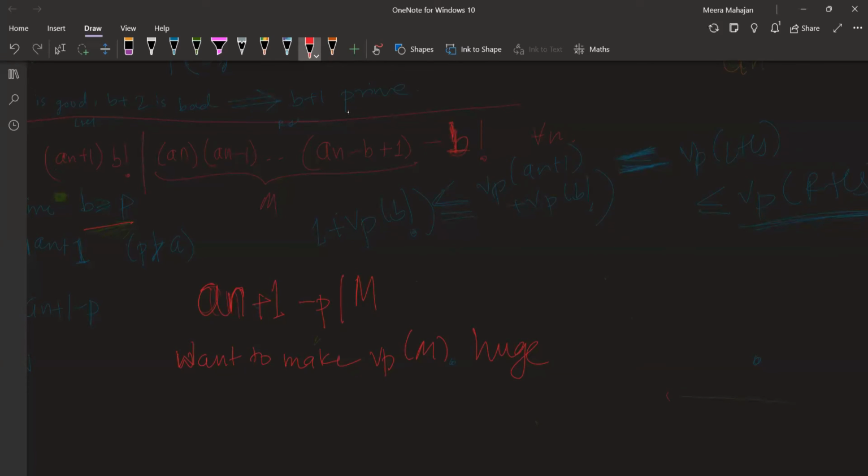We take it like some exponent of P. Yes, I'll just call this N for now, capital N. Note capital N and small n are different. And how can we ensure P to the power N divides M? How can we ensure that? Remember, we have this. This is because we have taken B at most P, so this is this, and we know P divides this.